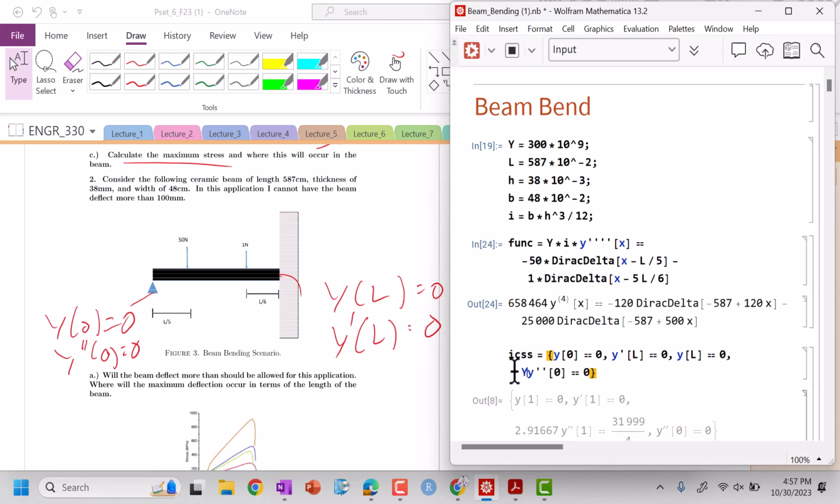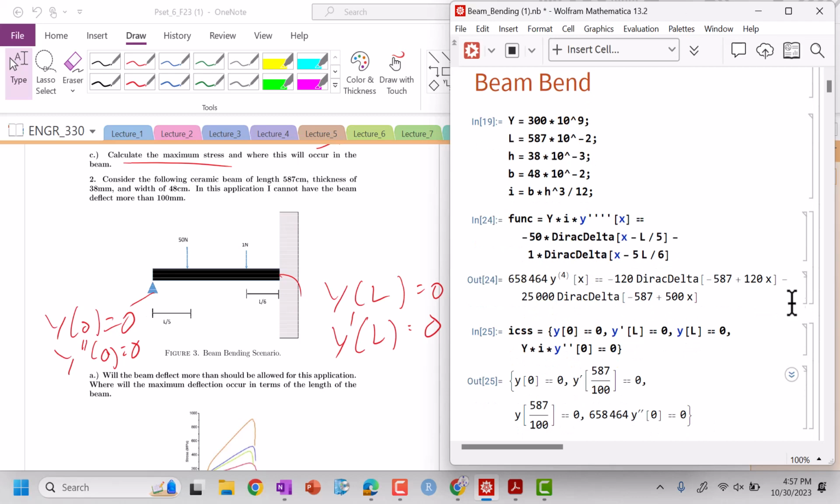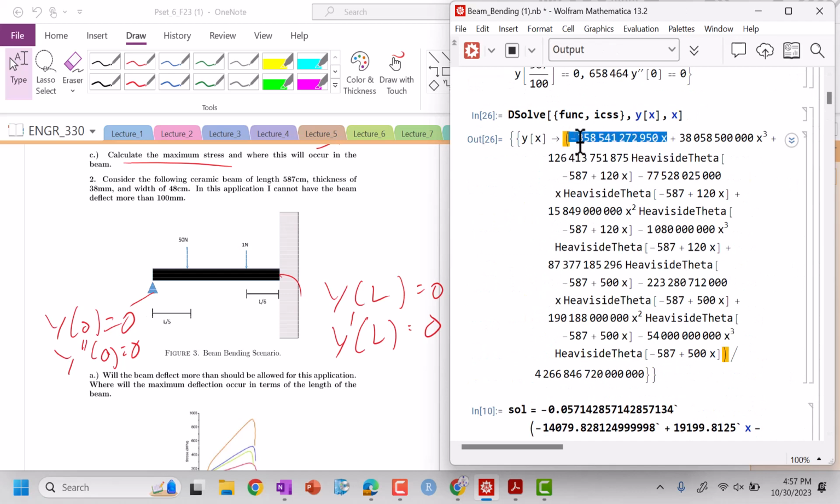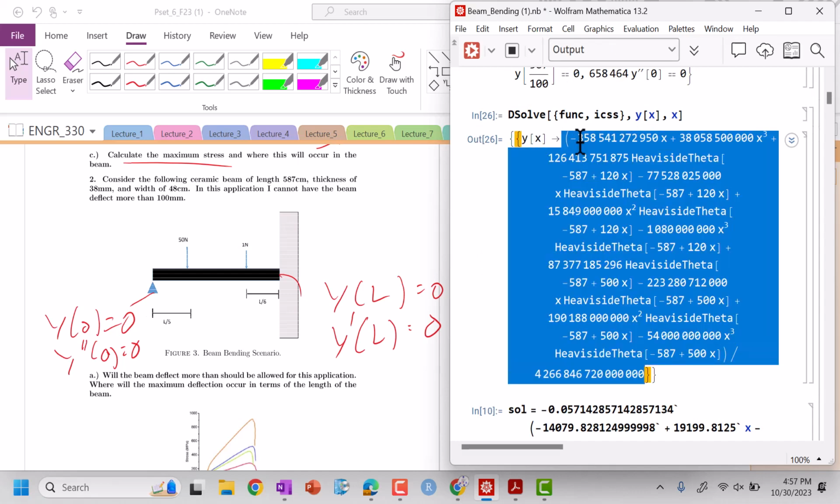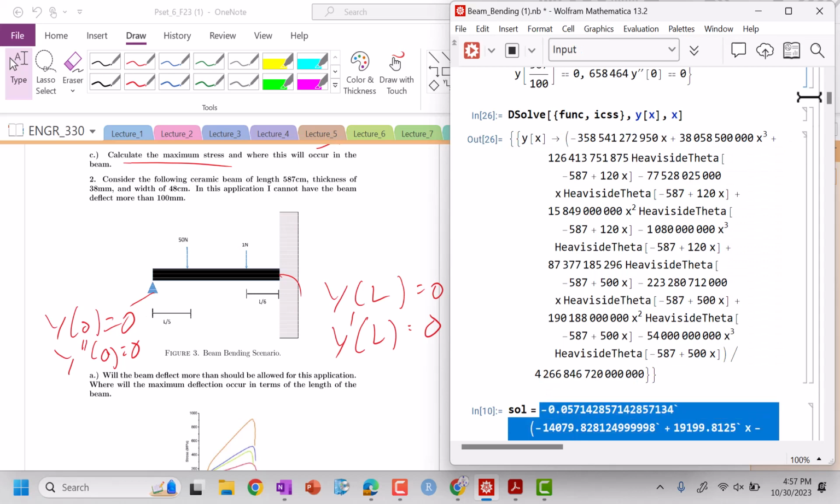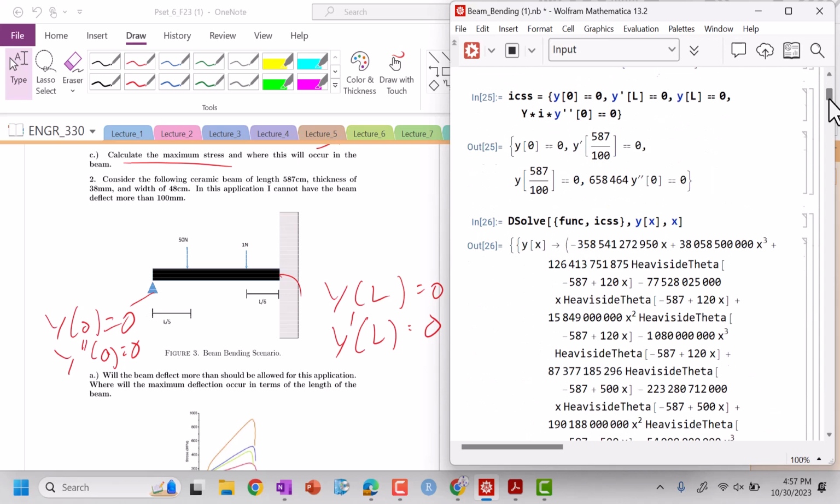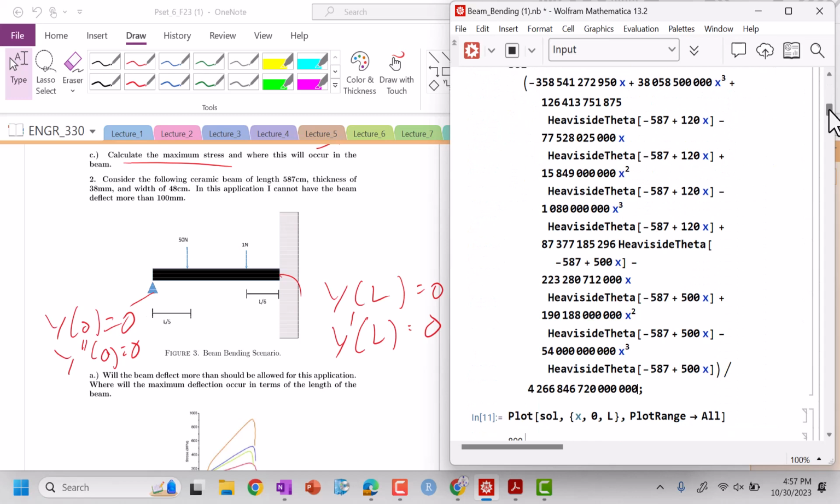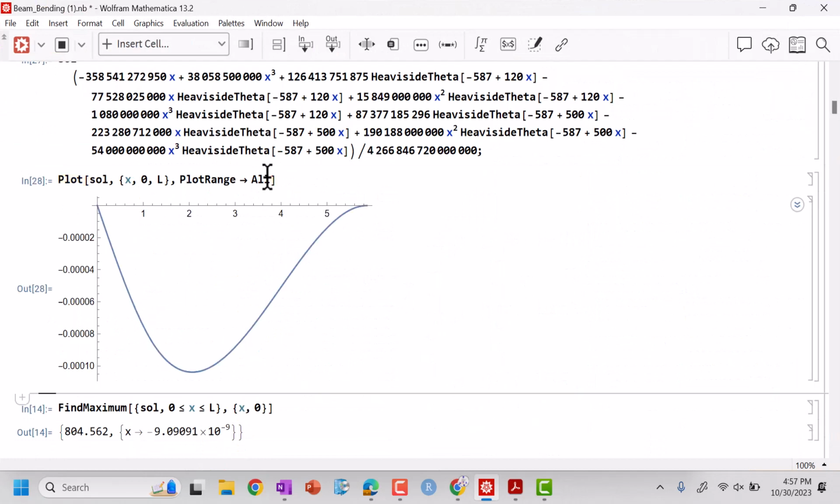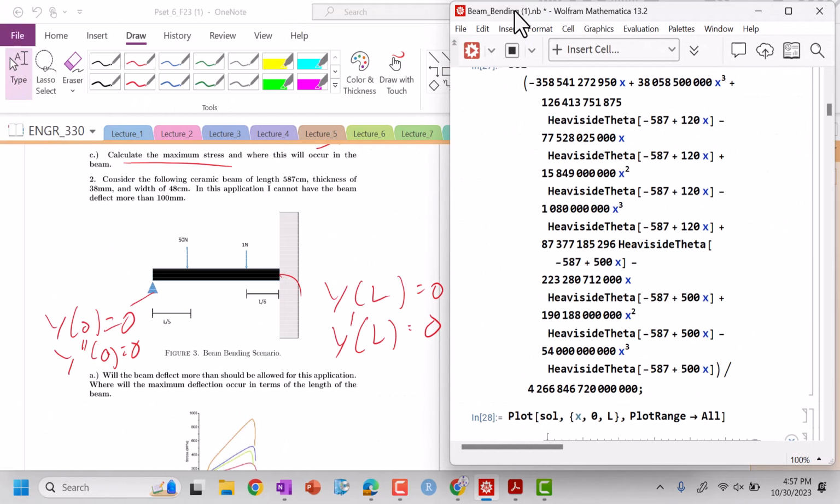Remember, that's technically y times I times that. So we've got our expression, we've got our values. Let's go ahead and do DSolve. We get our values here. Let's plug those in. Make sure that we got all those 300. So that's our solution. We can now plot this. And that looks pretty correct.